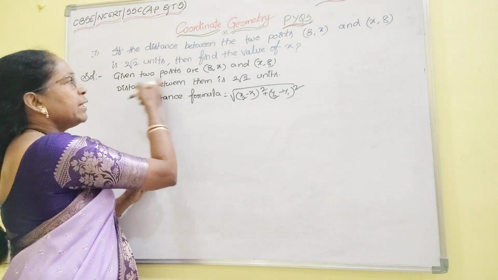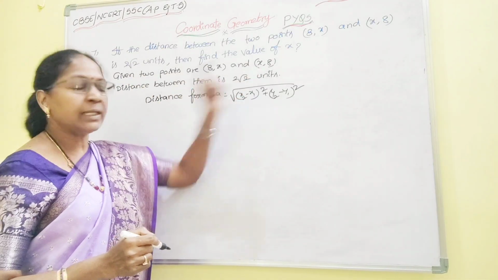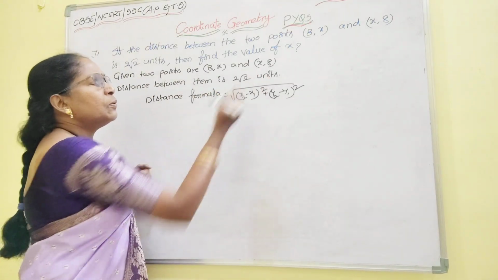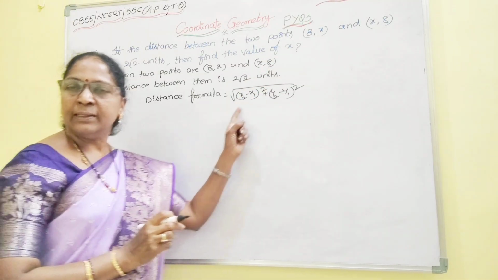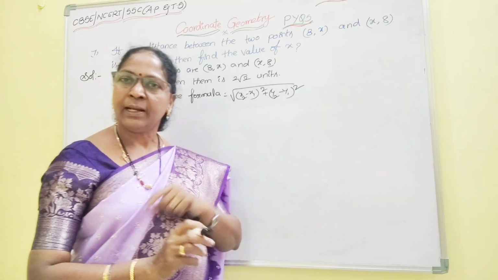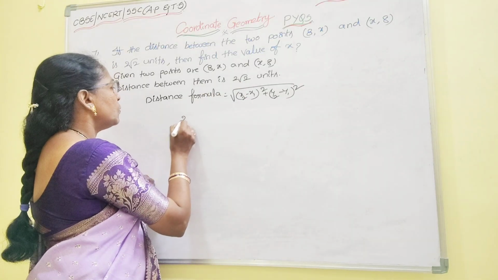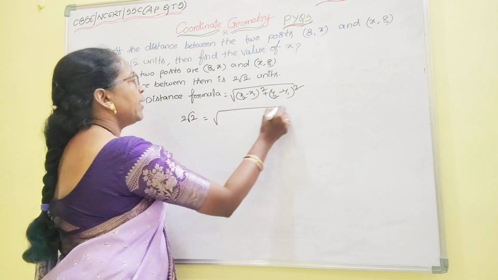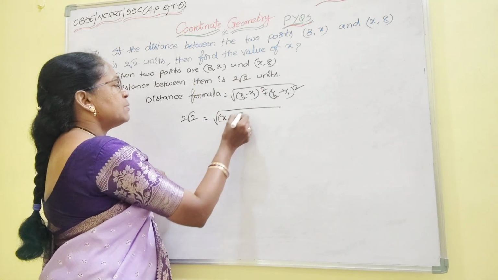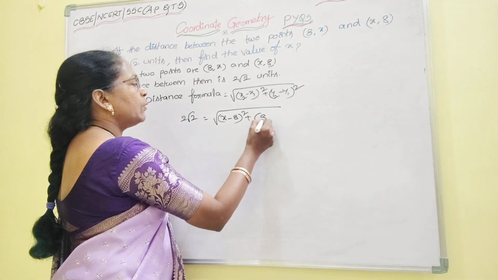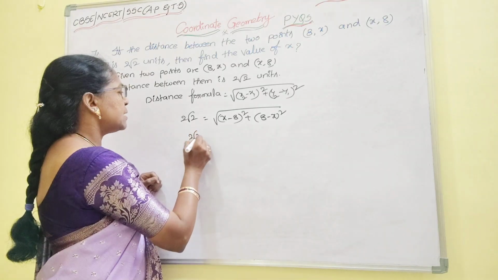See here, now write down the given data. These two are the given points, and the distance between them is 2 root 2 units. Those values they have given, write down. Next use the distance formula, which equals square root of (x2 minus x1) whole square plus (y2 minus y1) whole square. Now here distance equals 2 root 2. Substitute the values: square root of (x minus 8) whole square plus (8 minus x) whole square. This is the substitution.